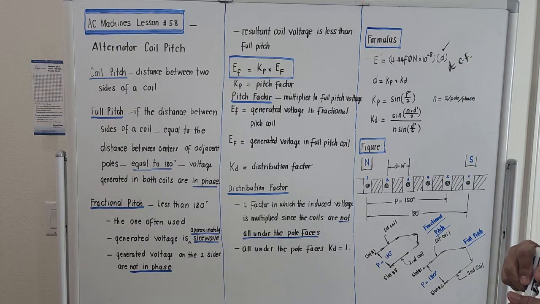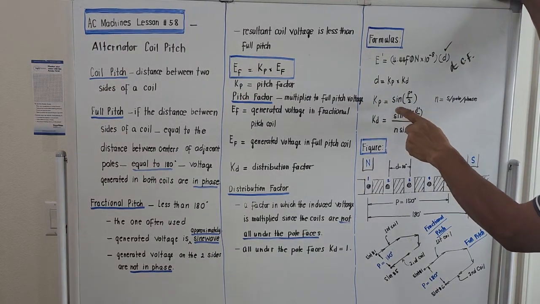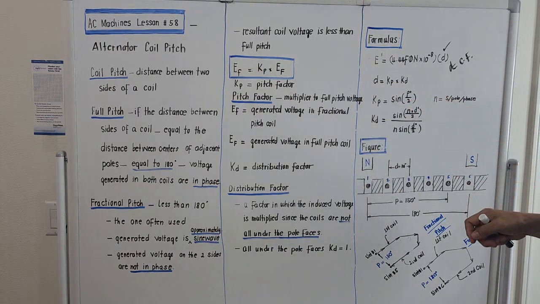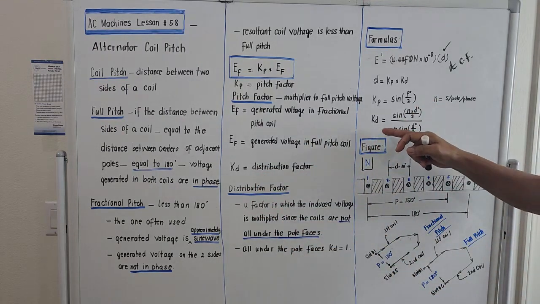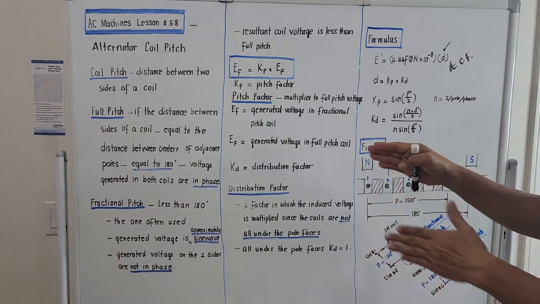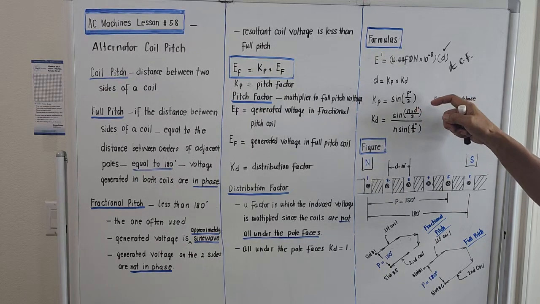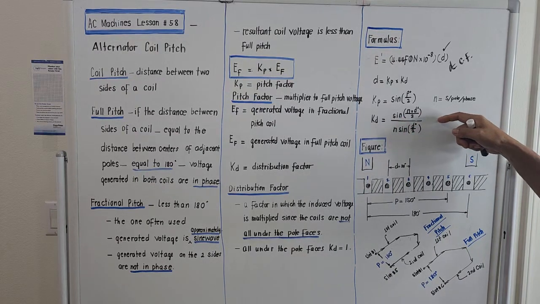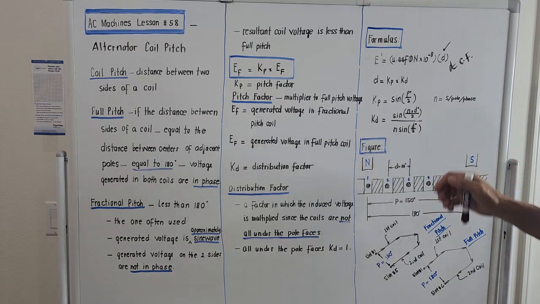The formula on how to bring out the pitch factor is given by this equation: sine of the quantity, capital P degree over 2. It's a sine function, so it's trigonometry. And the distribution factor is a little bit complicated: sine of the quantity n times d degree over 2, all over n times sine of the quantity d degree over 2.